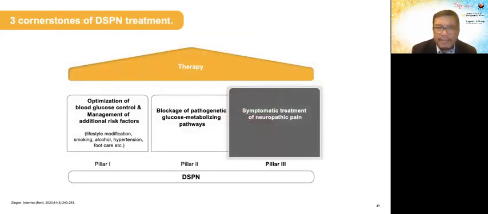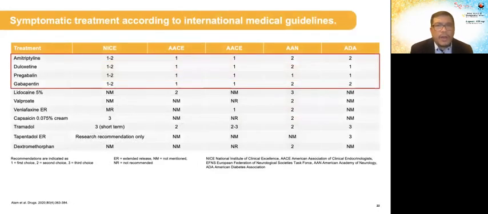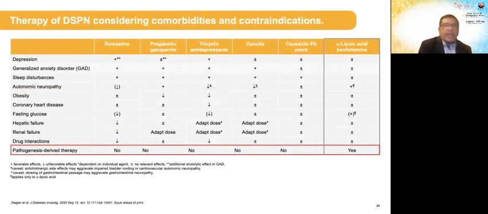How about symptomatic treatment of neuropathic pain? There are a lot of recommendations in international guidelines on what to give for patients with symptomatic or painful neuropathy. As you can see in the box there, you see amitriptyline, duloxetine, pregabalin, and gabapentin as recommended treatment by different international medical guidelines for painful diabetic neuropathy. There are also medications that can be considered for comorbidities and their contraindications. For example, most of those drugs that I mentioned earlier have specific contraindications for patients who are obese, those with depression, etc. However, if you look at pathogenesis-derived therapy that we'll be discussing in detail later, you will see that they are relatively safe with regards to drug-drug interactions, as well as relatively safe with regards to the corresponding comorbidities of these patients already suffering from neuropathy.